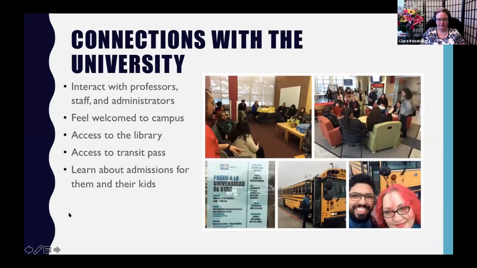There's also connections in the University of Utah. Part of the idea that the West Side was chosen is because the educational attainment is like 13% in comparison to about 50% in the East Side. The idea is that they come to the university, they feel welcome, they get a student ID, they can use the library, and they can use it anytime as long as they register, even after the class ends.